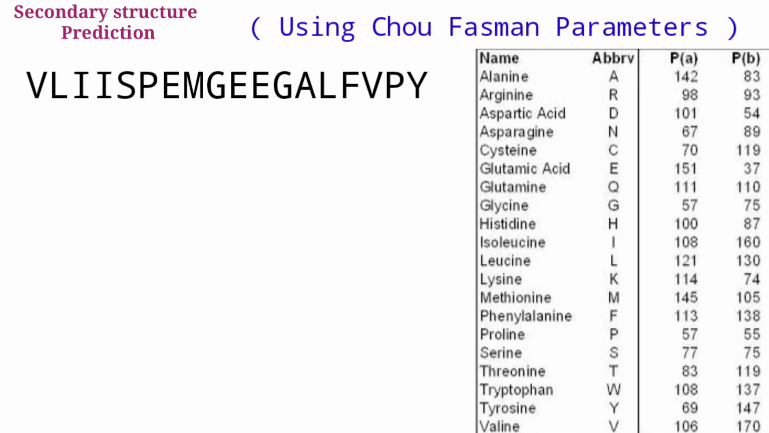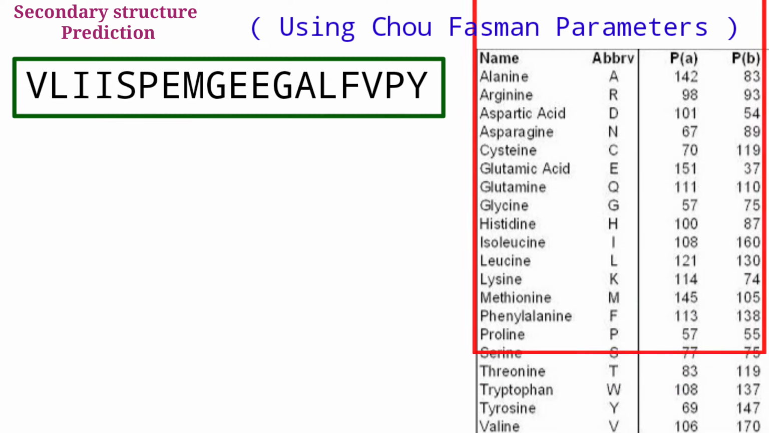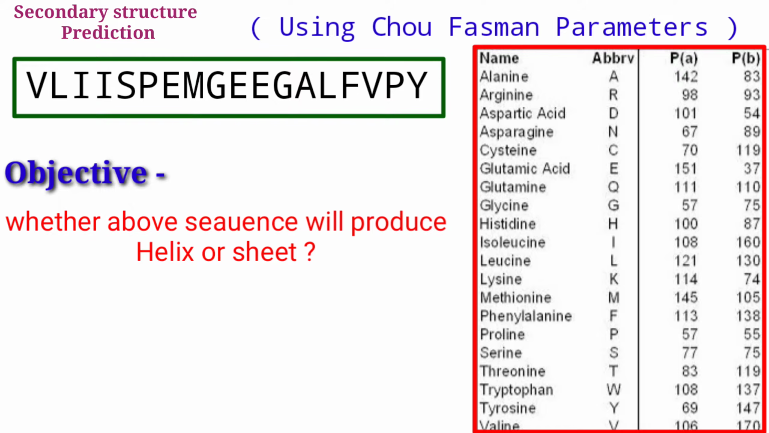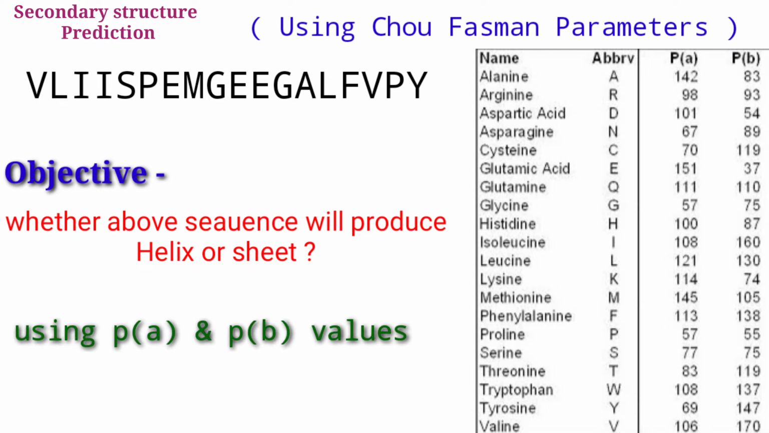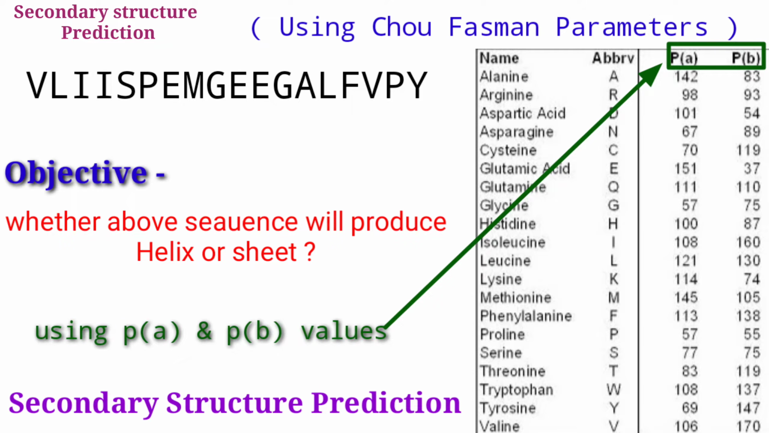So we have these two pieces of information. First, the sequence of amino acids in the protein, and second, the Chou Fasman parameter table. What we are going to do is find the stretch of amino acids which will fall for alpha helix. I mean, which region of this polypeptide chain is likely to produce alpha helix and which region is likely to form a beta sheet. It is a secondary structure prediction.